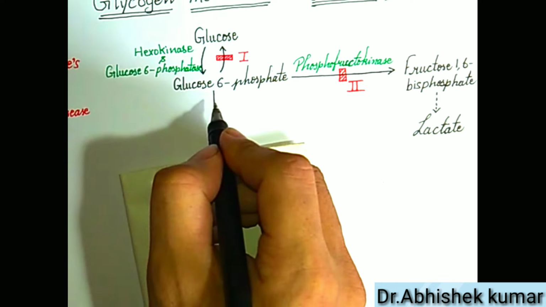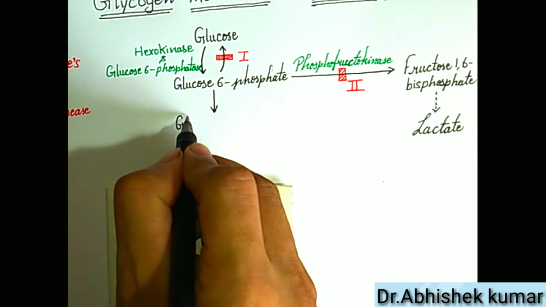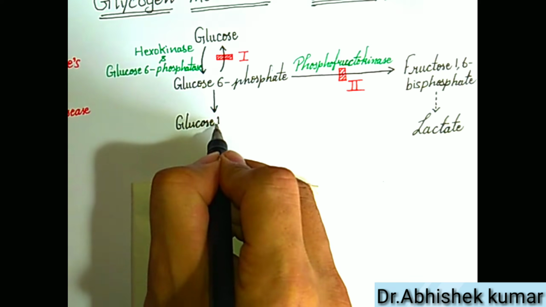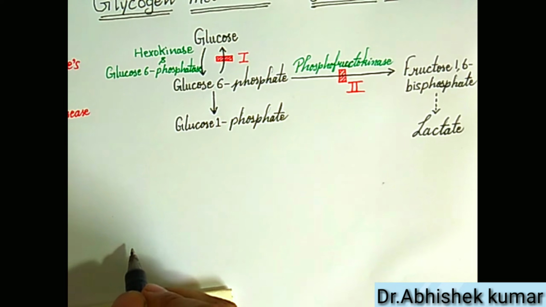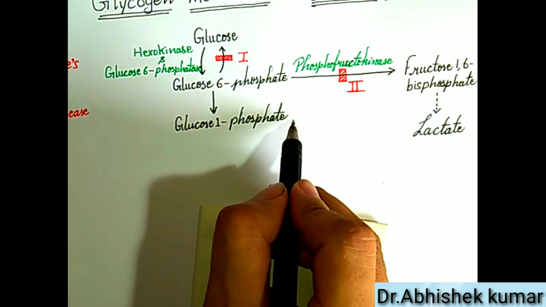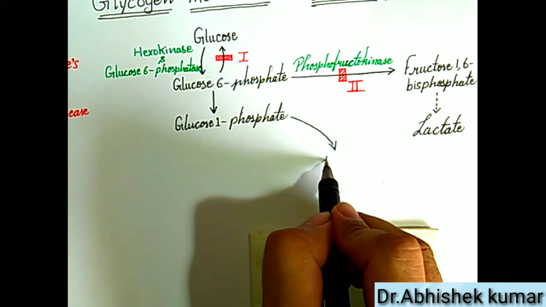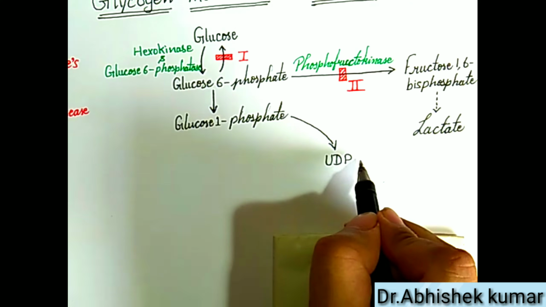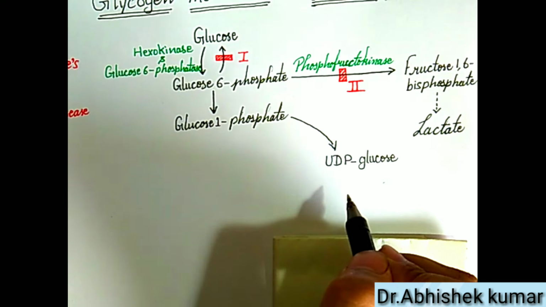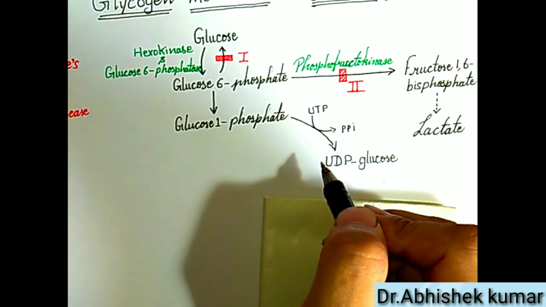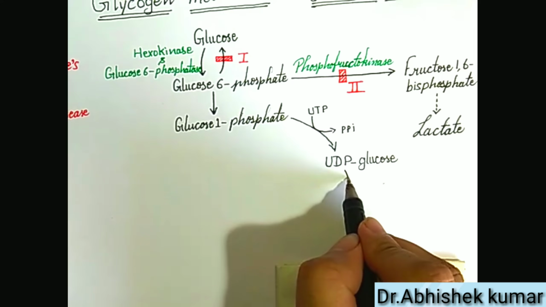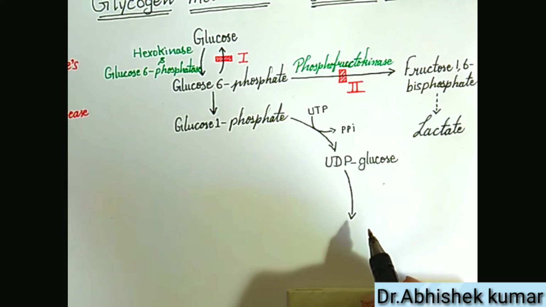Now glucose 6-phosphate will convert into glucose 1-phosphate. Now glucose 1-phosphate will convert into UDP-glucose, uridine diphosphate glucose. UTP will release inorganic phosphate, that is PPi.